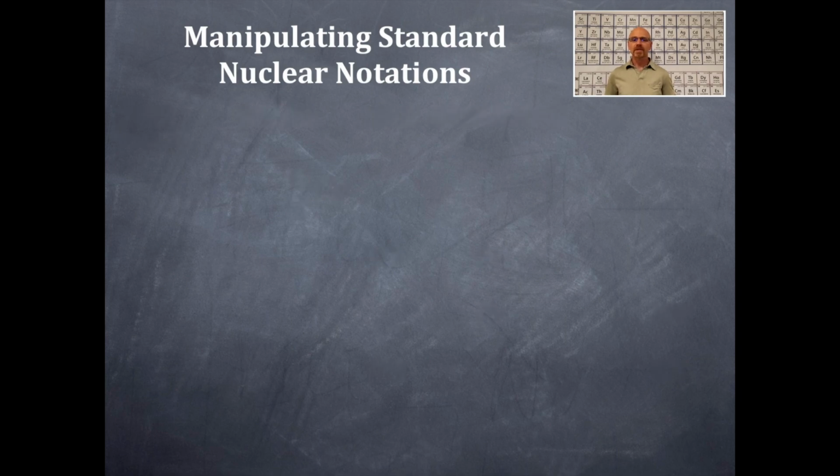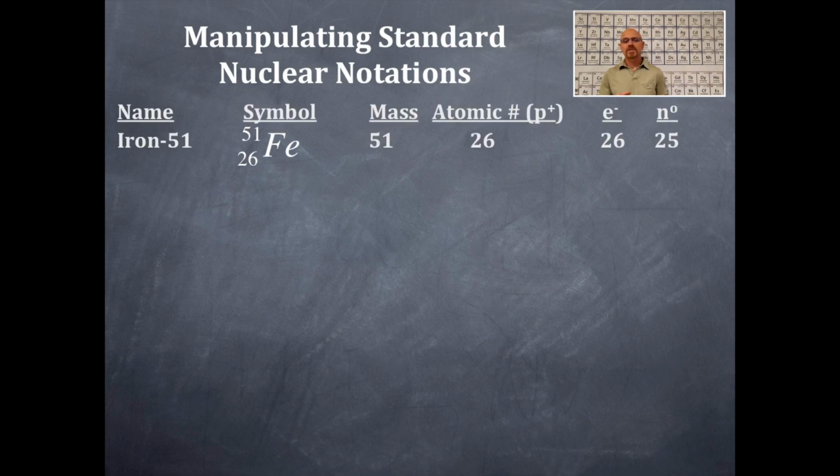The iron 51 gives us the Fe, the 51 and the 26. Hopefully you notice that standard nuclear notation there. The mass is the 51. The atomic number is the 26. The 26 electrons is the same number as the atomic number. And the neutrons is 25. That's the difference between the 51 and the 26.